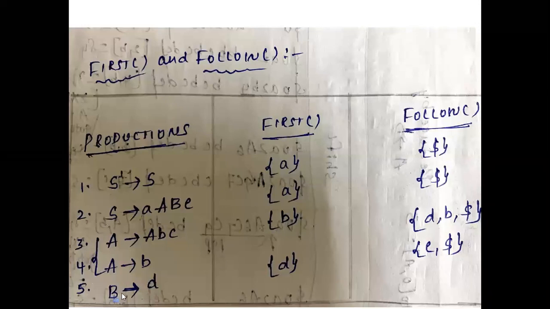Now what is first of B? The first appearing symbol in the RHS is D. D is a terminal, so directly write down D. This is the way of constructing the first function from the given productions.